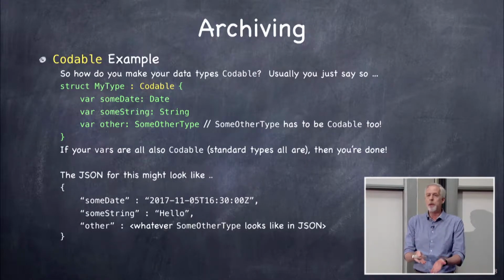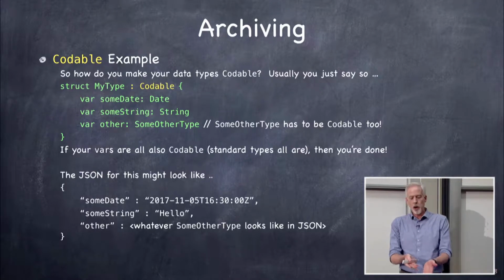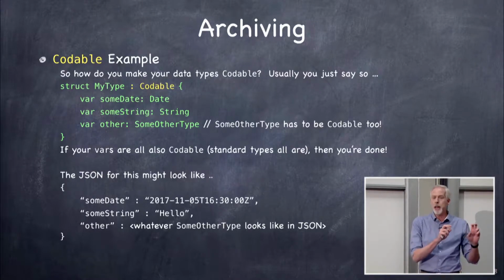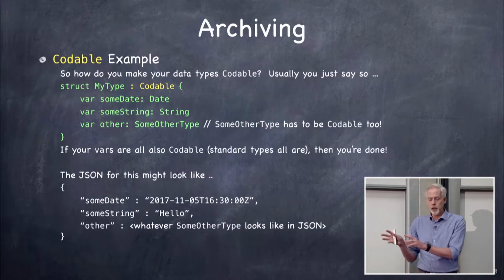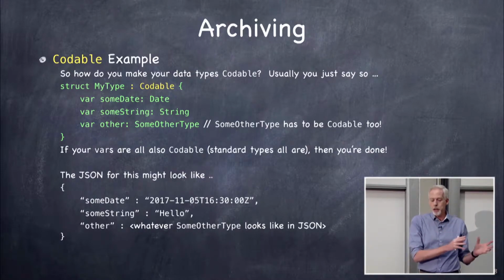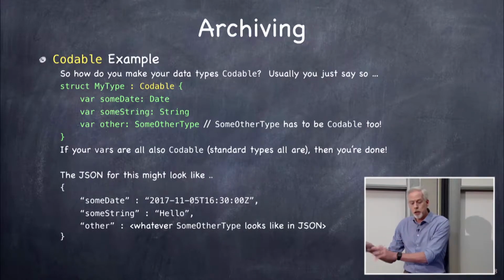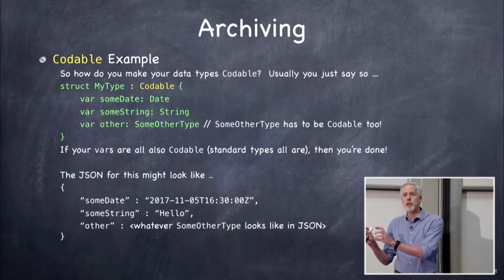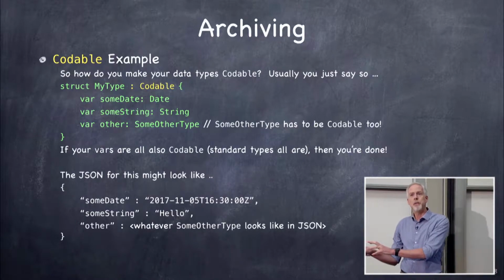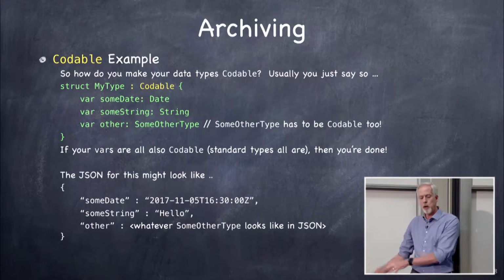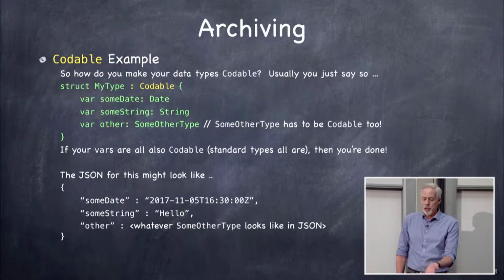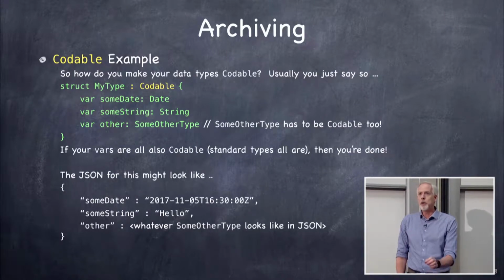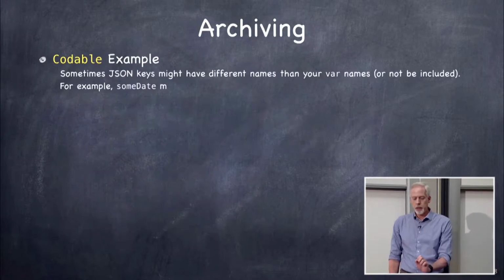And the JSON that would be generated from using that JSON encoder would look something like this, right? Some date, which is the same name as the var, colon, and then the date in some encoding strategy that we decide, and then some string, and a colon hello, and then other, and then a colon, and then whatever some other type's JSON looks like would be embedded in there, you see? And then, so it can be recursively going down. Okay? Now, we might not want the JSON to look exactly like this. So can we tune this? Yeah, we can. Look at this.